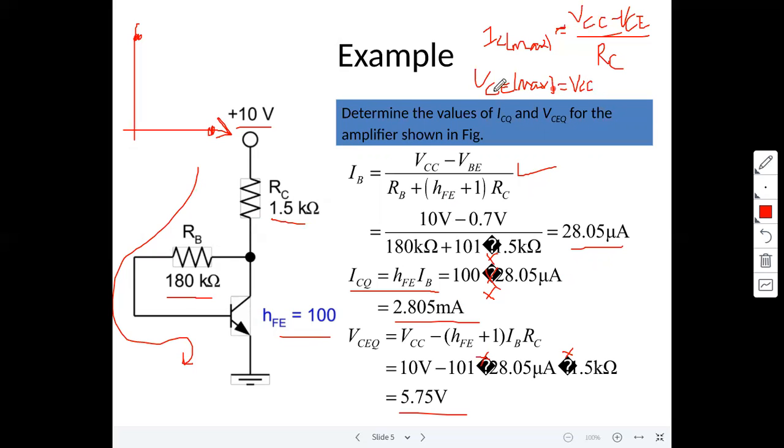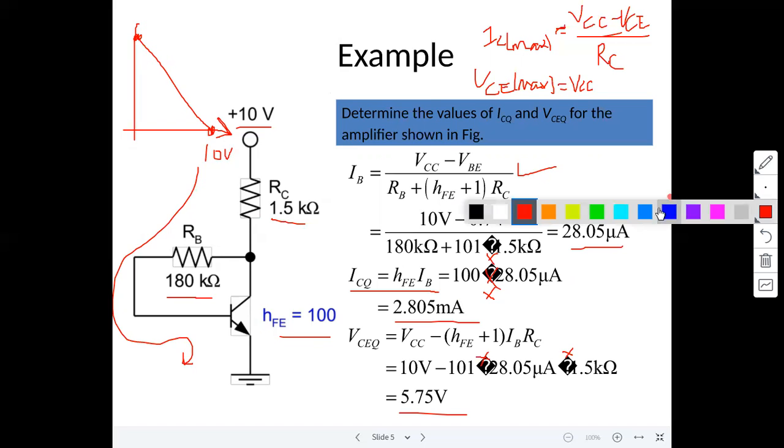Now substitute values here. VCE maximum is equal to VCC, 10 volts, and the collector current is 9.7 by 1.5. Anyhow, this value becomes 6 milliamperes. Here it is the 10 volts, this is VCE maximum, and this is IC.